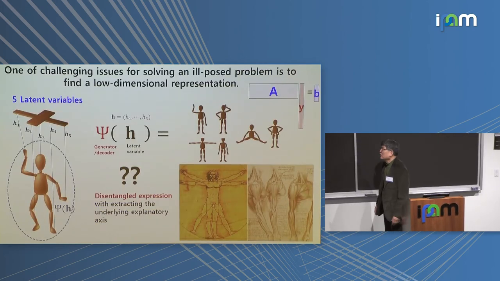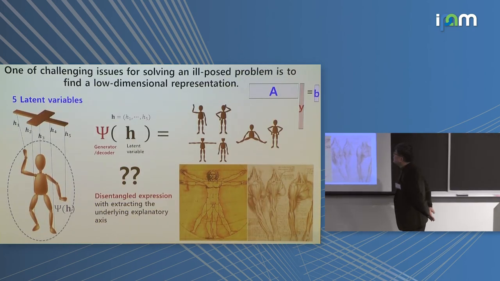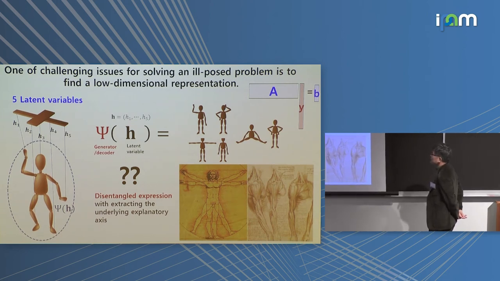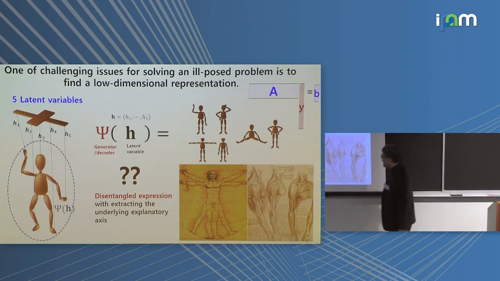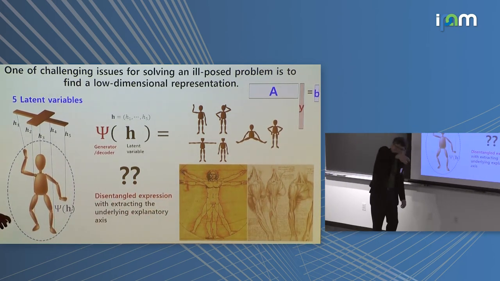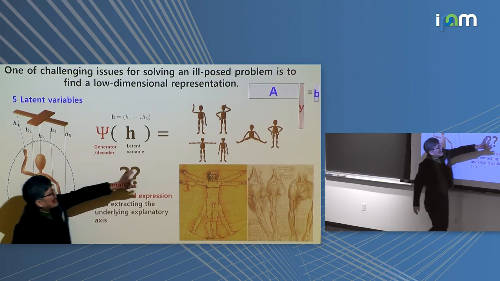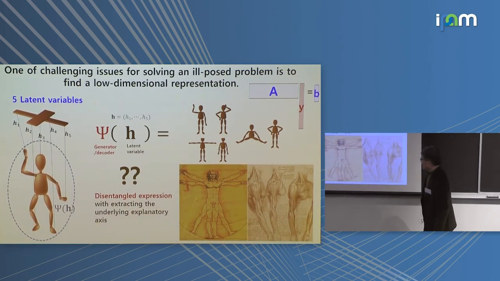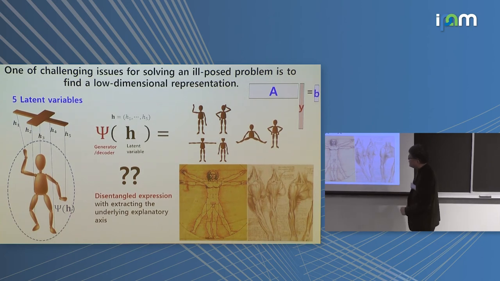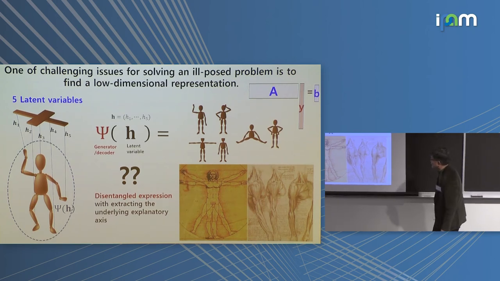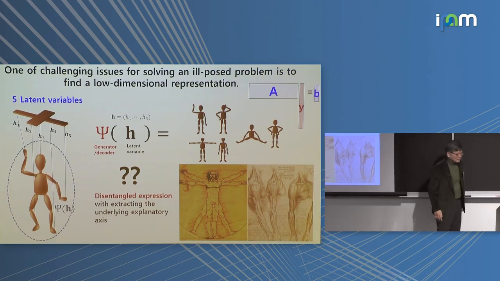One of the challenging issues for solving ill-posed problems is to find the low-dimensional representation. So H is a latent representation, something like a string. Using this string, I try to make many kinds of images, like that one. So you try to find this disentangled expression by extracting the underlying explanatory axes, like Leonardo da Vinci.